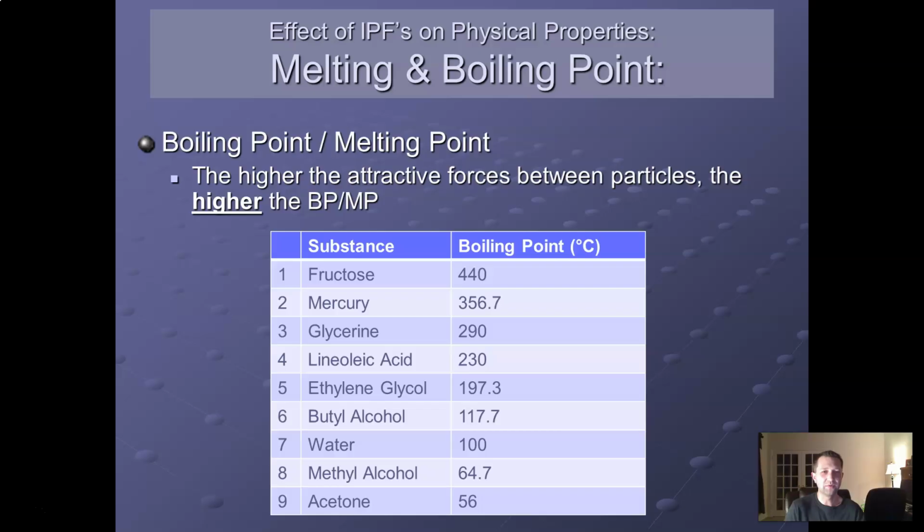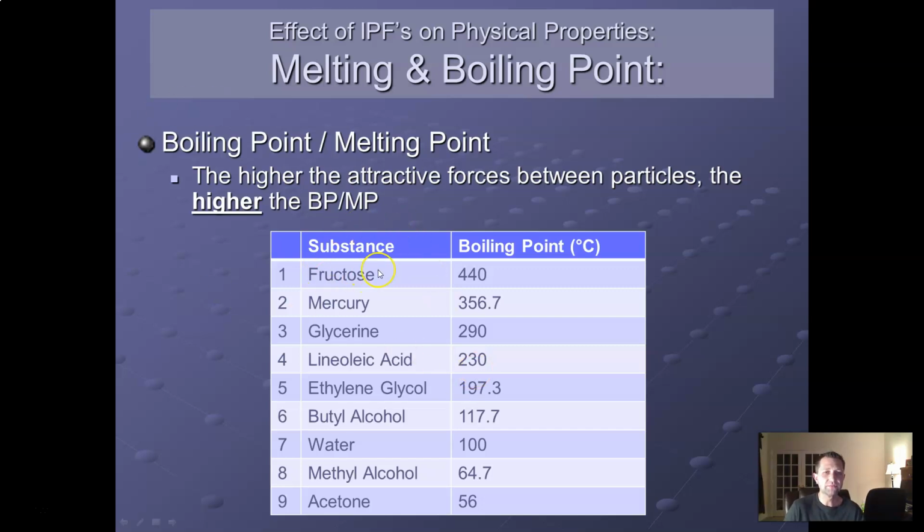Boiling point and melting point was kind of talked about already. So the higher the attractive forces between particles, the higher the boiling point or higher the melting point is going to be. So the end of the intermolecular forces lecture went over an example, I think, with melting point, and I went over that one. So you can see a couple examples here.